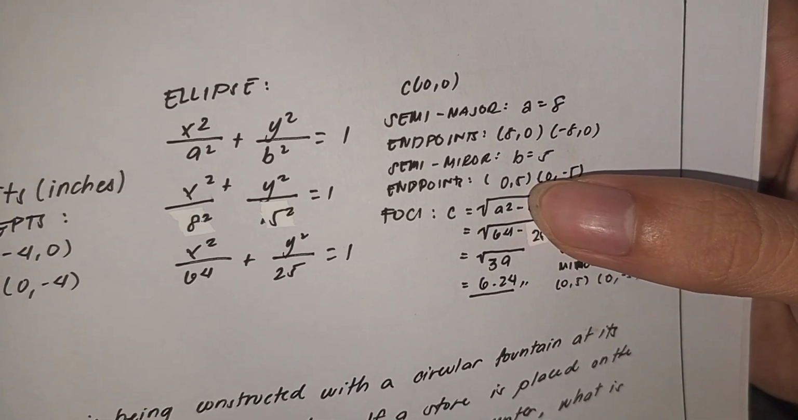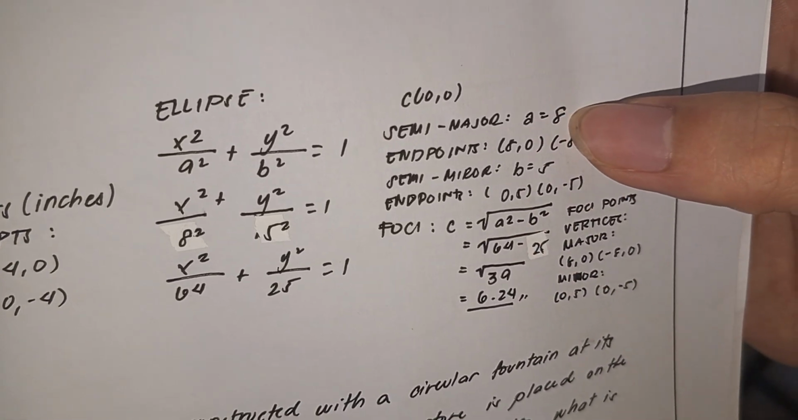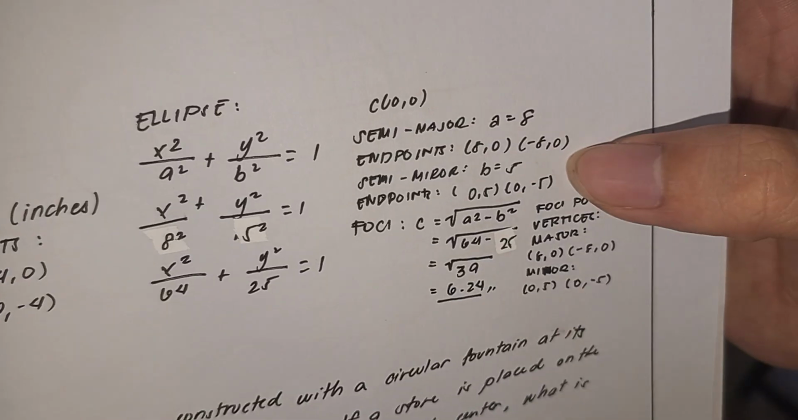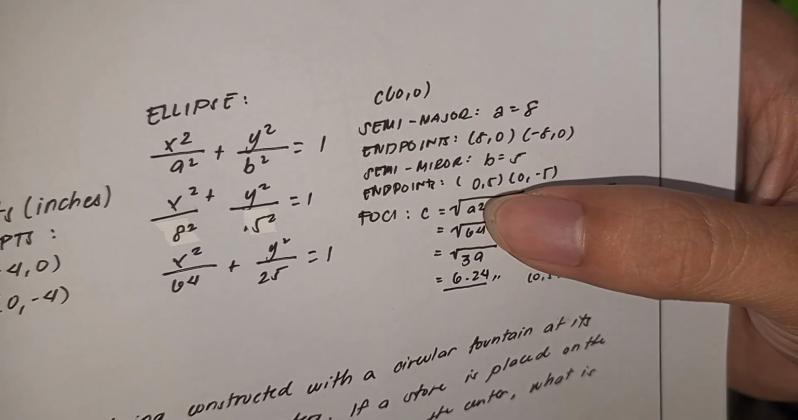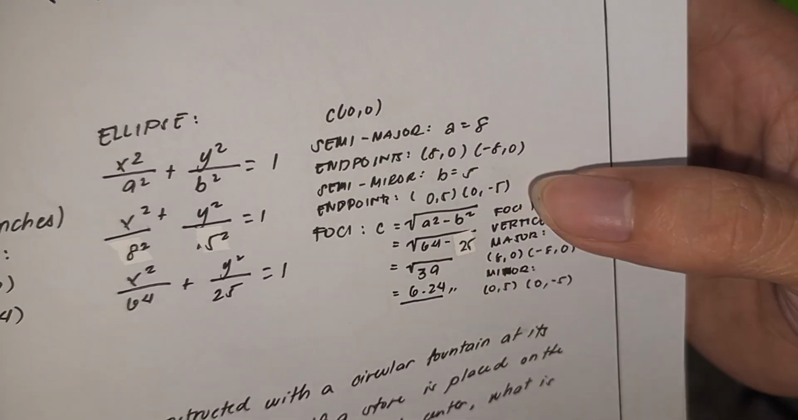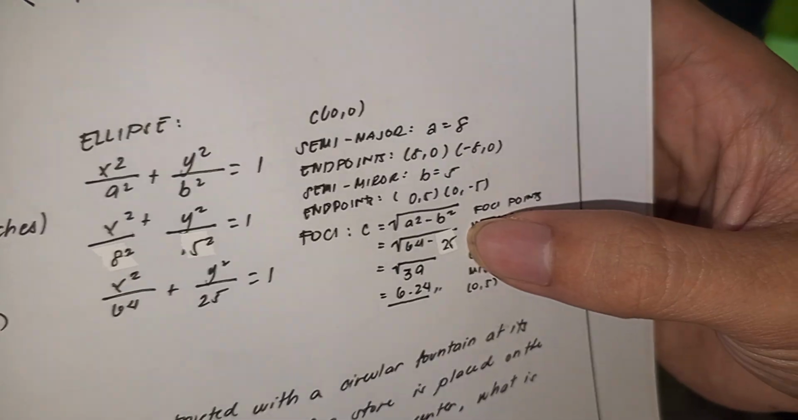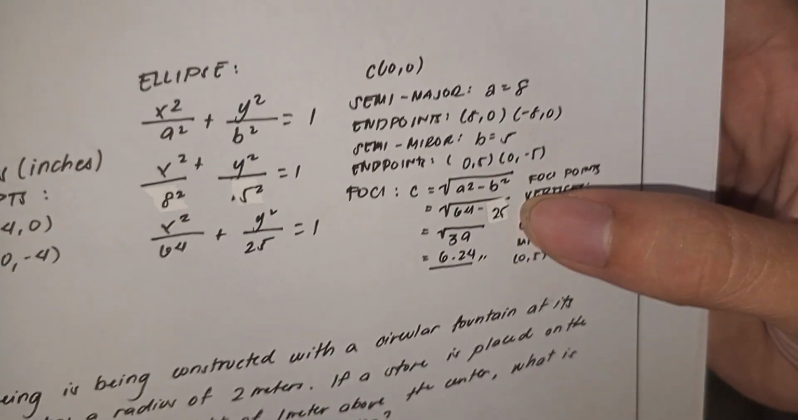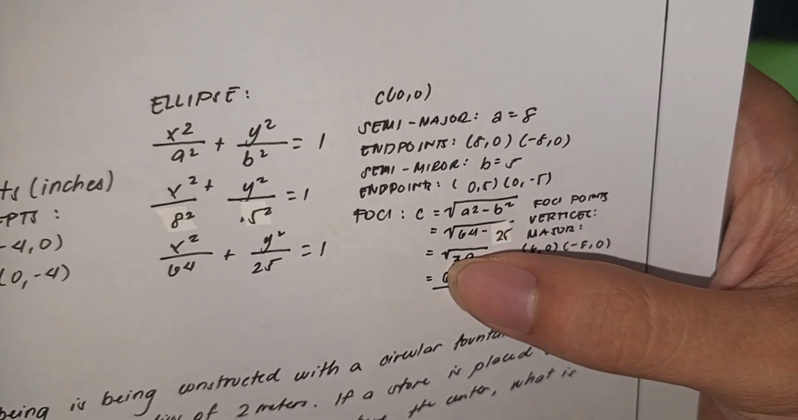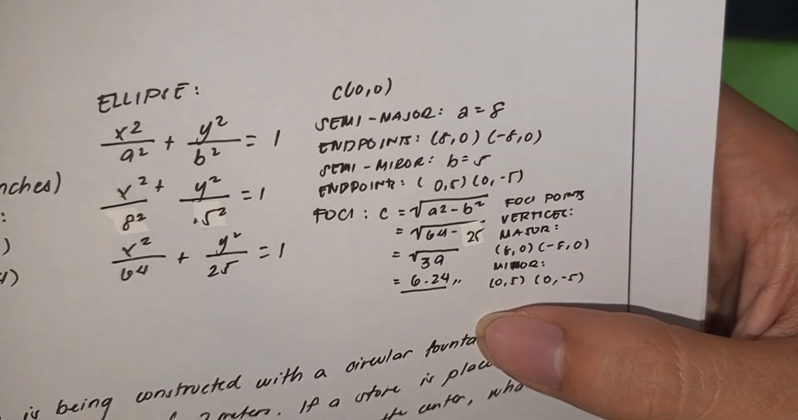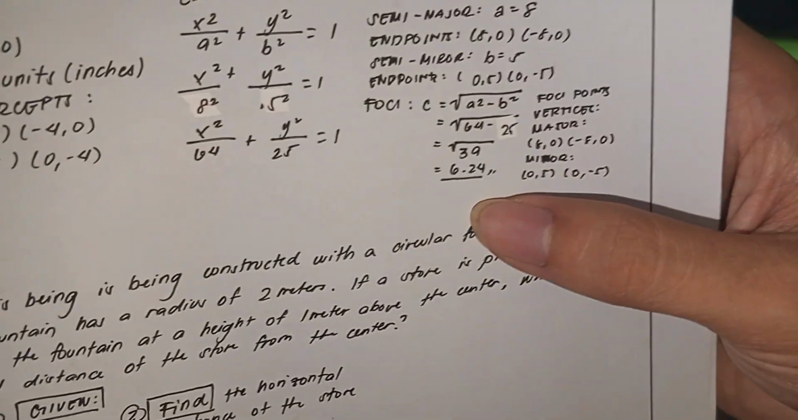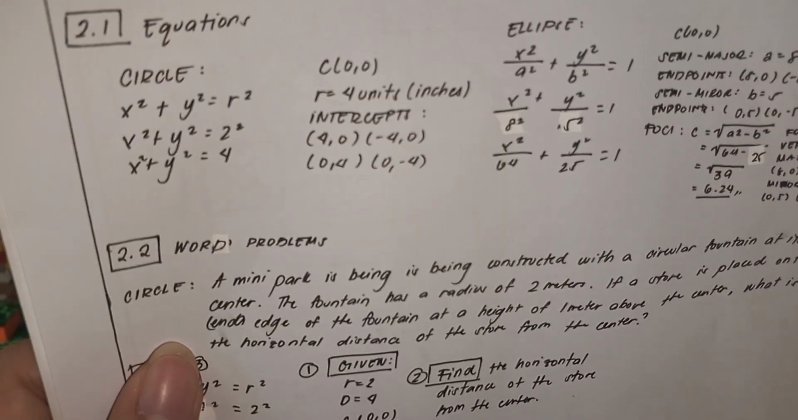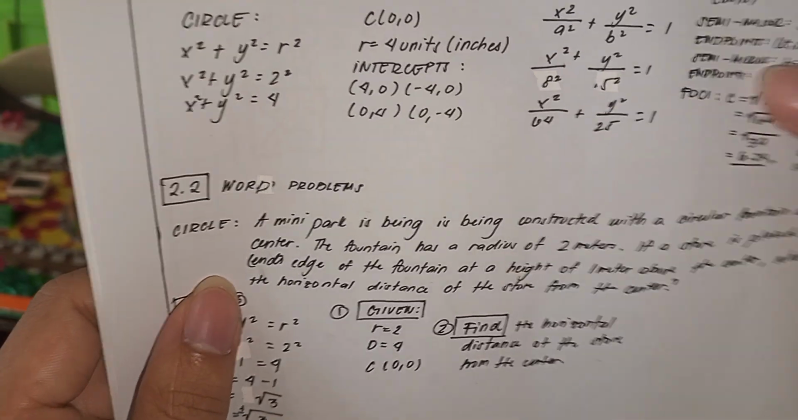To get the foci, we get c equals the square root of a squared minus b squared. We have a is 8 and b is 5. 8 squared is equal to 64 and 5 squared is equal to 25. 64 minus 25 is 39. The square root of 39 is 6.24. So we already have our values for a and b.